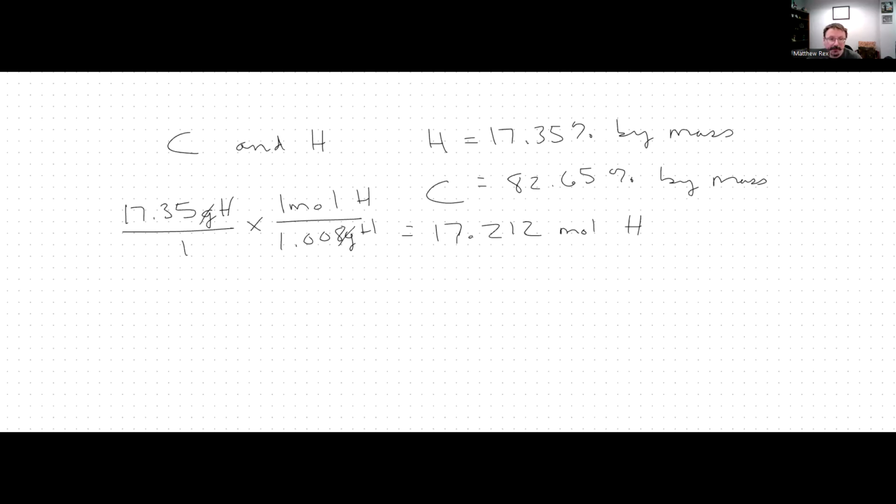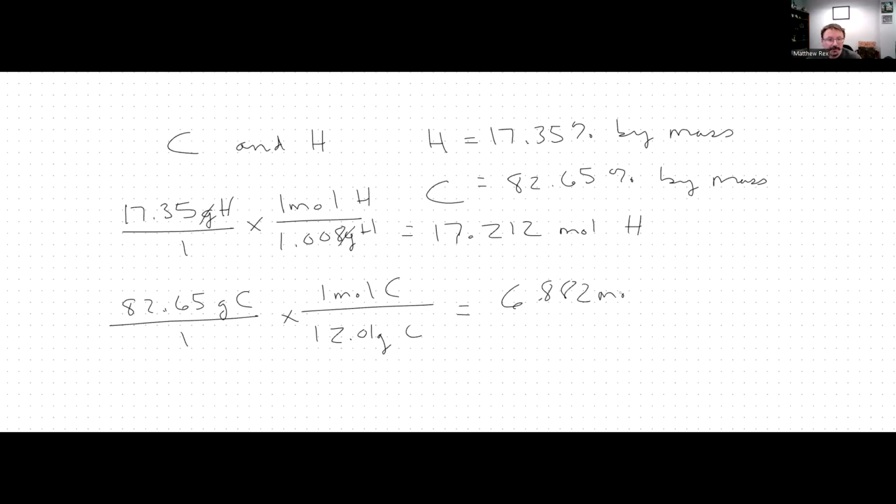Got to do the same thing for the carbon. So again, assuming a 100-gram sample, then 82.65 of those grams will be carbon. Divide by the molar mass of carbon. And we'll see how many moles of carbon we have. And we get 6.882 moles of carbon.